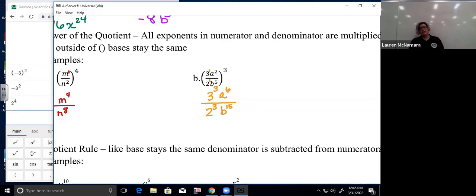Now you're going to simplify. 3 to the third, 3 times 3 is 9, times 3 is 27. So I have 27, a to the sixth, divided by 8, b to the 15th.